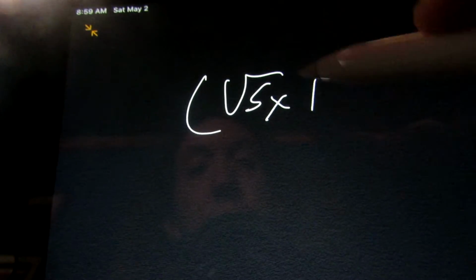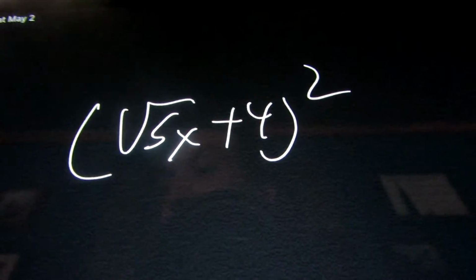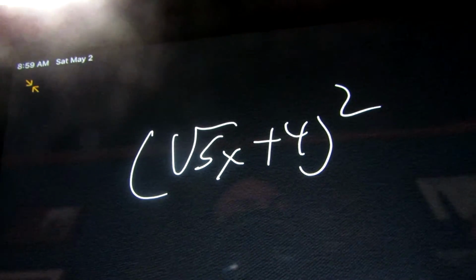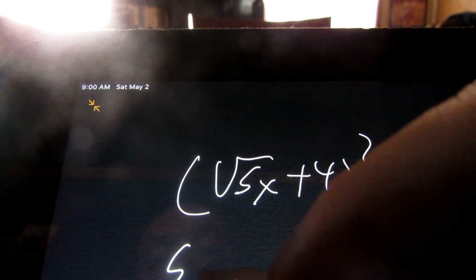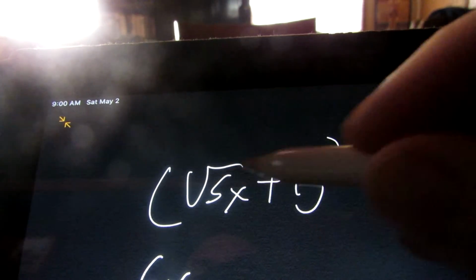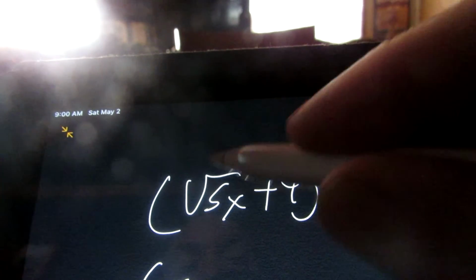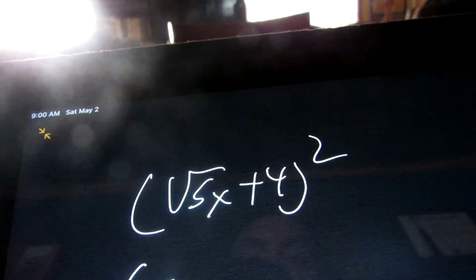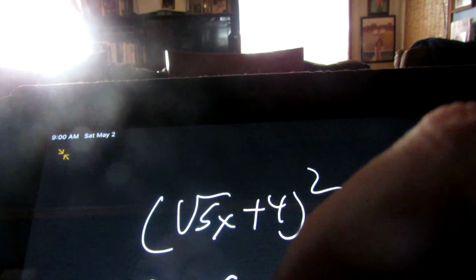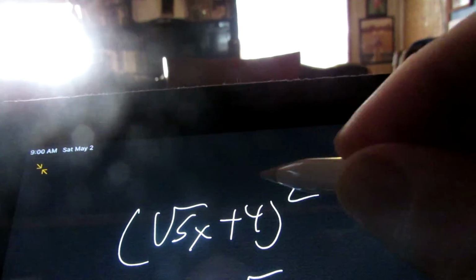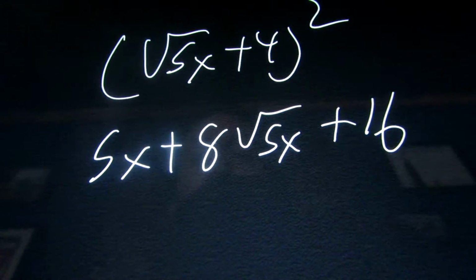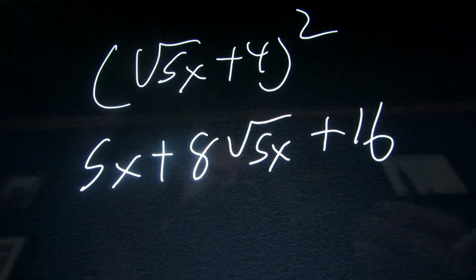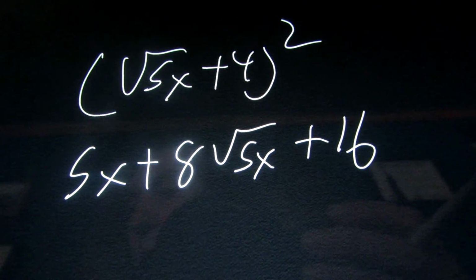Then let's say that we have square root of 5x plus 4, the whole thing squared. So here I'm going to do the shortcut where I square the first one, and I'm just going to get 5x. Then I'm going to say 2 times the first times the second. 2 times square root of 5x times 4 is plus 8 square root of 5x, and then square the last one, plus 16. And that's all that we would have to do there because none of these are the same as each other. They're not like terms or like radicals.